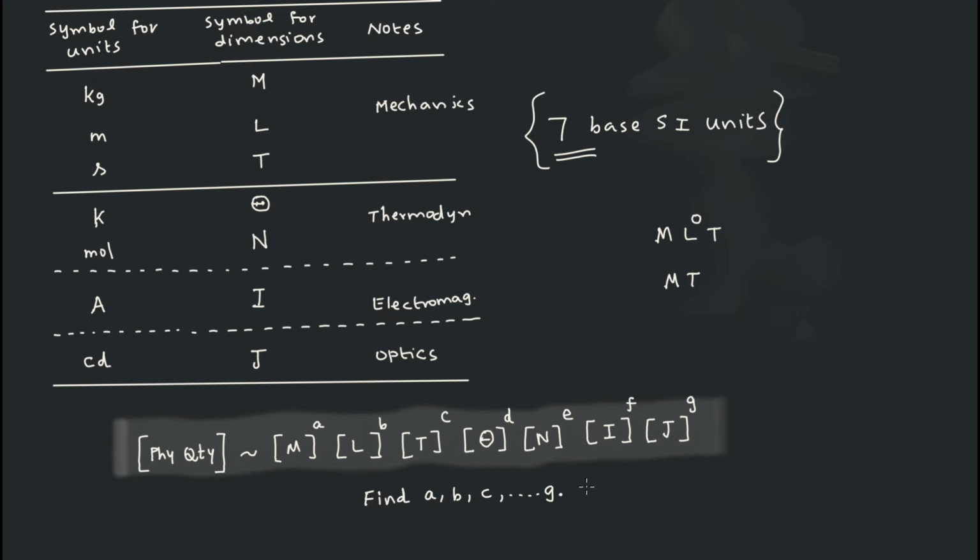Once you find the numbers, is it correct? Yeah, that's correct. A, B, C, D up to G only. Once you find all the numbers A to G, your calculation is over. That means you really found out how to express it.